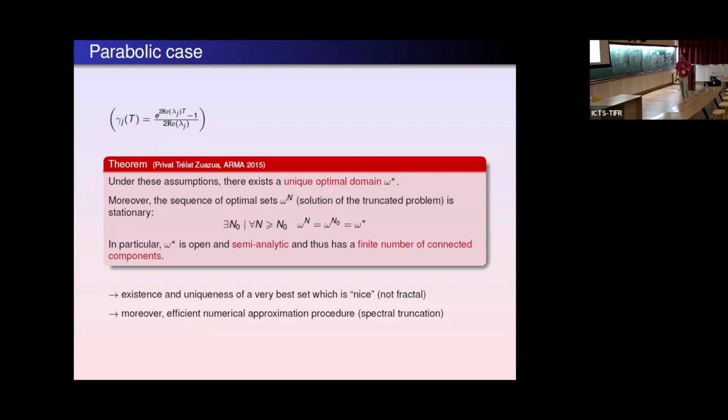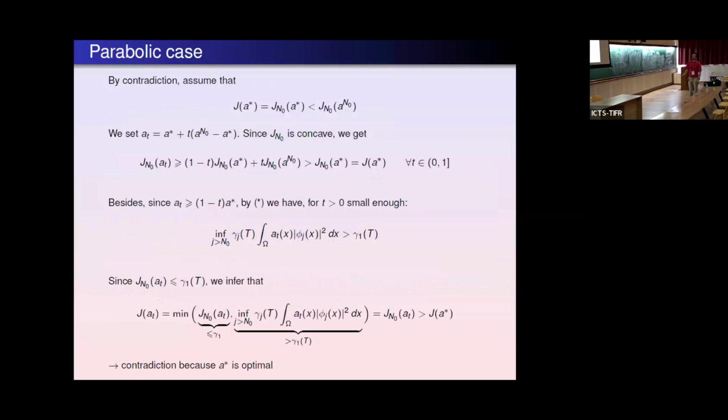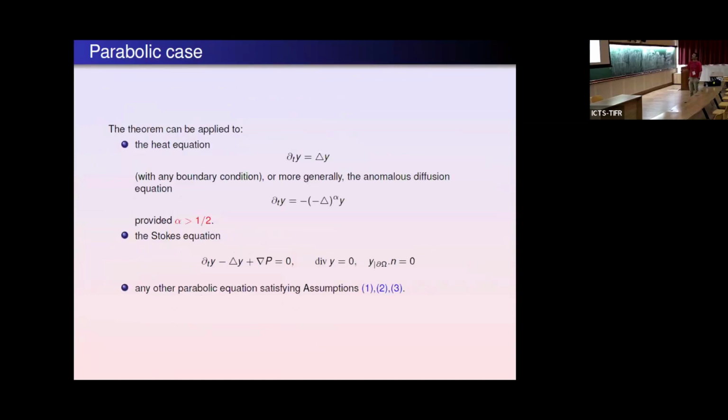So for sure, what was interesting to people doing shape optimization, who always care about the fact, okay, is my optimal set fractal or not? No, here it's not at all fractal. It's very nice. It is semi-analytic. Great. And moreover, this theorem even shows you that you can now design a very efficient numerical approximation procedure because you just have to solve the truncated problem. That's all. So let us solve it. This is the complete proof, but I switch it. You can read it if you want. It's not difficult.